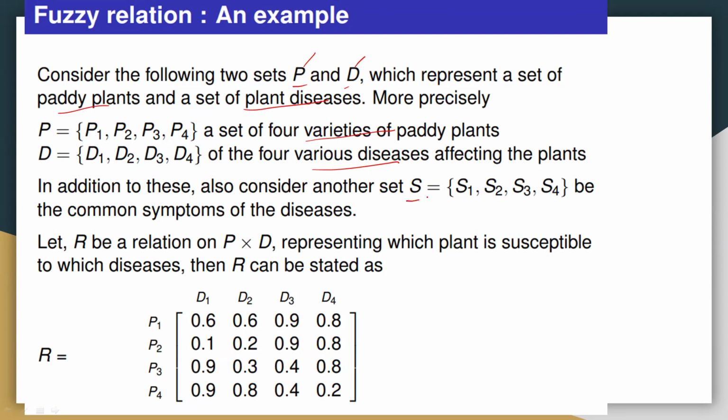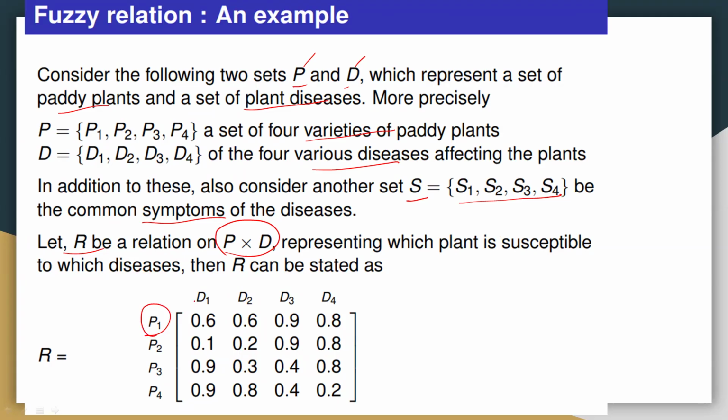Now we also have another set S1 to S4, which are the common symptoms of these diseases. So you have three sets here, right? Now let R be a relation on the Cartesian product of P and D, representing that the plant is susceptible to diseases, where R can be stated like this.